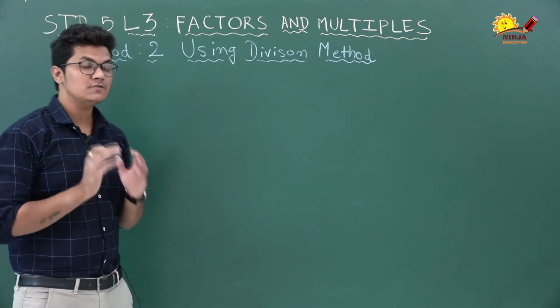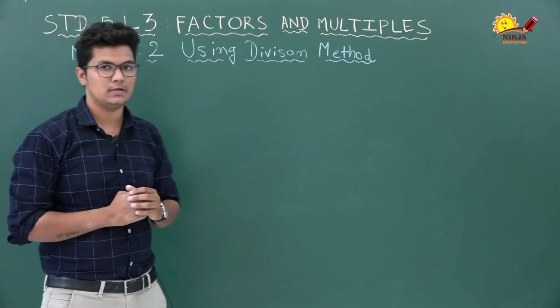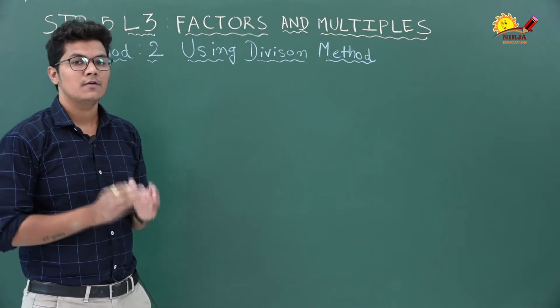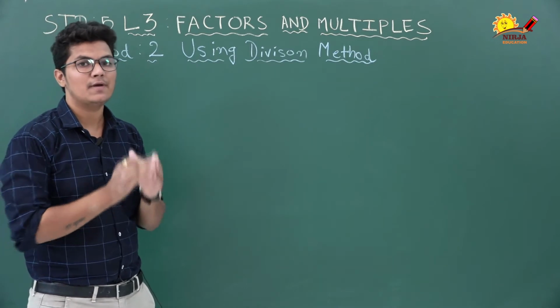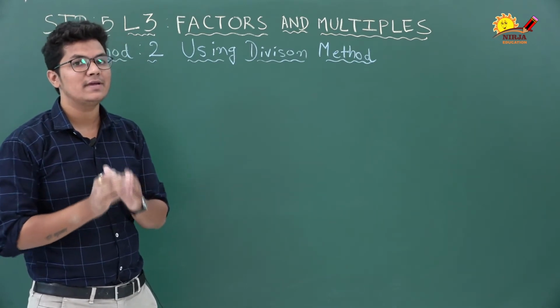Okay, now the second method is using the division method. Okay, in this method we start dividing a given number by the smallest number and we keep dividing the number by prime numbers till we get 1.